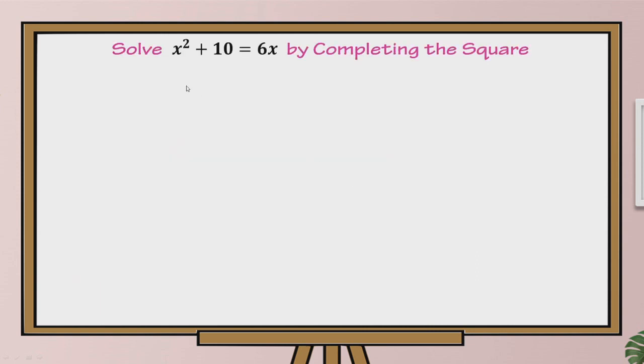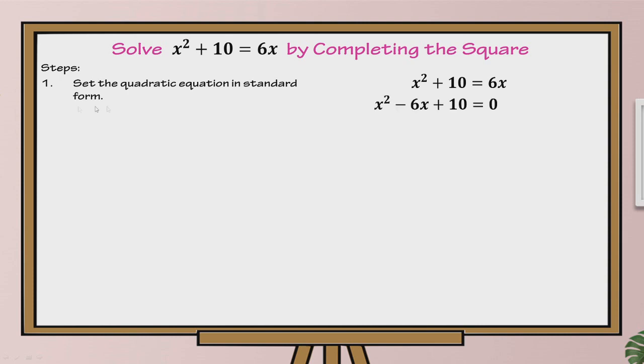Now, the next example is to solve x squared plus 10 equals 6x by completing the square. So observe that our quadratic equation has coefficient a which is only equal to 1, unlike our first example. So set the quadratic equation in standard form. Kaya, yung standard form natin ay x squared minus 6x plus 10 equals 0. So we just transferred 6x to the other side of our equation, and that becomes negative 6x.